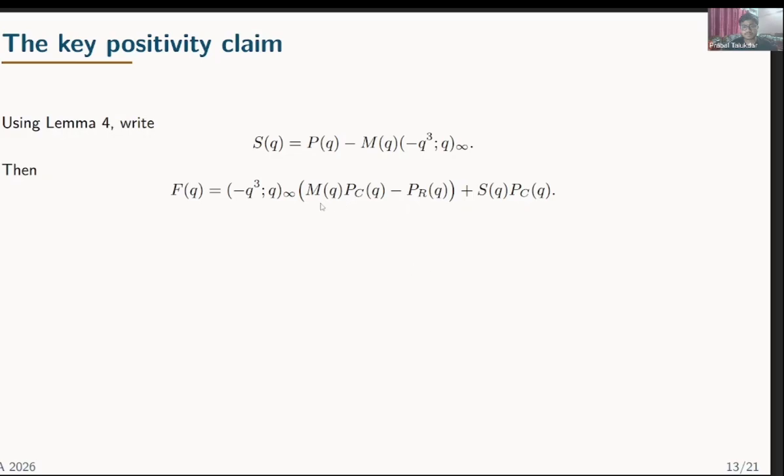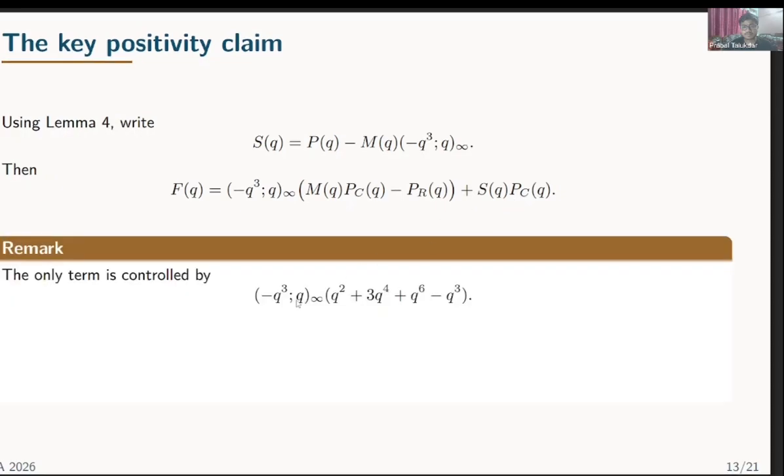We write f as the product of two pieces. The first piece is the distinct parts product times some polynomial expression, and the second piece is the s times pc. The second piece has non-negative coefficients after the finite check in the paper. For the first piece, the only negative term is the q cube term. That negative q cube term can be controlled by the earlier positive q square term.